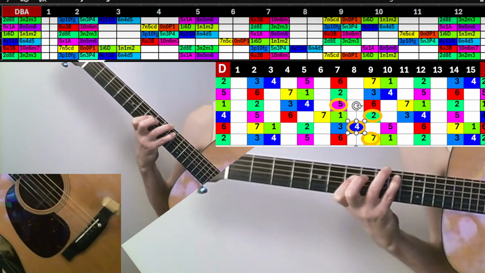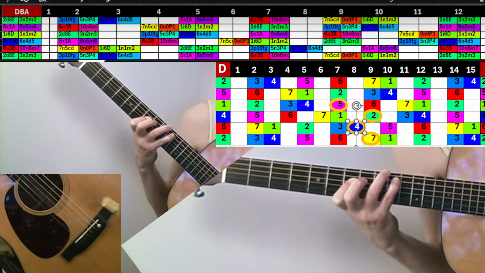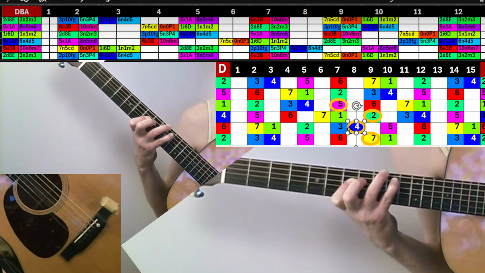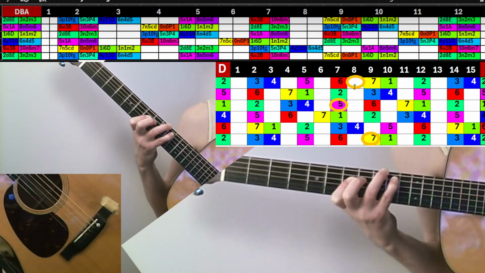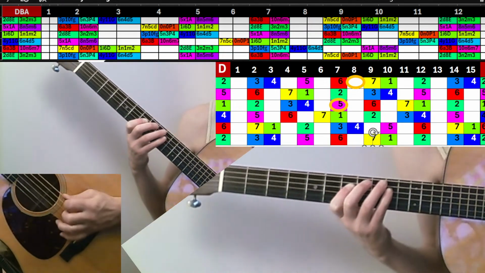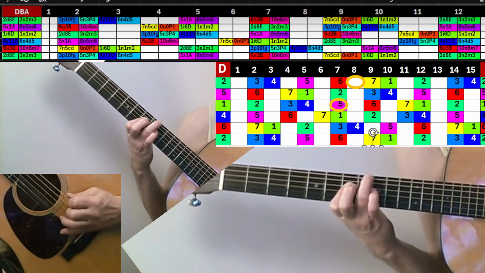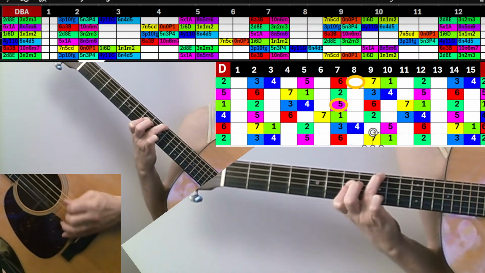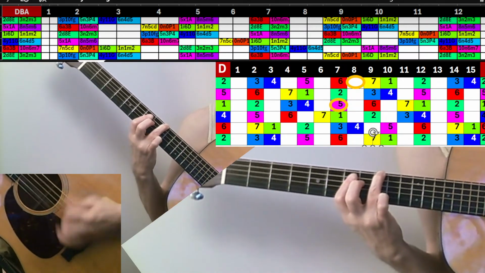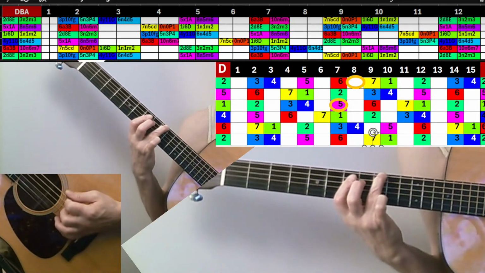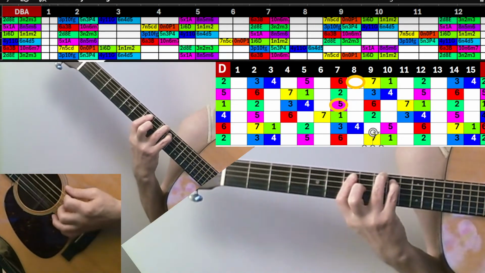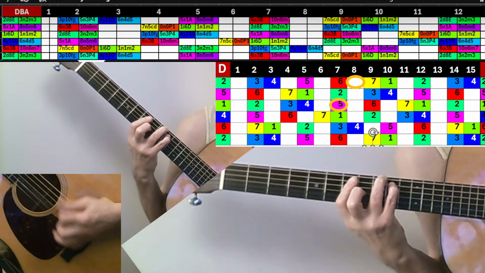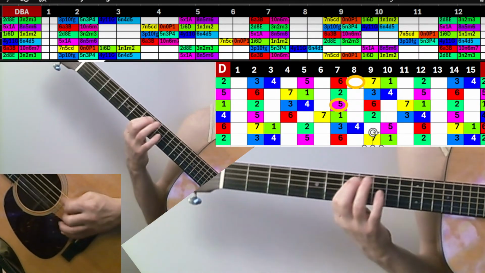Okay, and then particularly this shape up top, if I add the bluesy component to it, I have the 3rd right there, so I can kind of muddy that 3rd in, meaning I can do something like kind of muddy that 3rd.